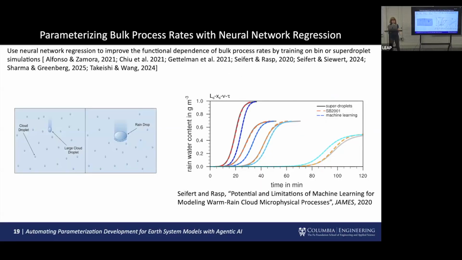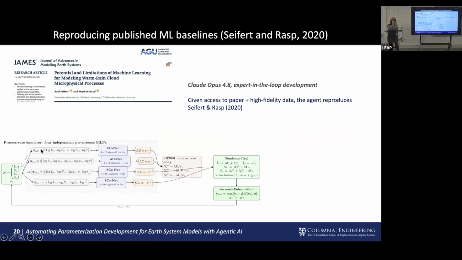Okay, the next thing I looked at was whether we could reproduce some of the existing machine learning baselines for parameterizing collision coalescence with neural networks. There have been a couple of papers in the last couple of years that used neural network regression to learn an improved functional dependence for these bulk process rates by training on bin or super droplet simulations. I'm going to show trying to reproduce Seifert and Rasp, which I think was one of the first papers that tried this.